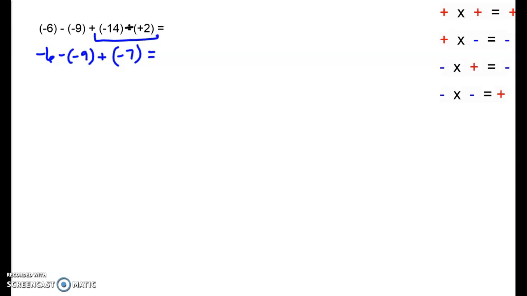Okay, now we have to move on to the addition and subtraction. Remember that addition and subtraction absolutely must be done from left to right. You will not get the correct answer if you do it randomly. It has to be left to right. So our first step is this subtraction here. And again, we want always to add the opposite. I want you to write down the remainder of the question with an equal sign. So negative 6 plus positive 9.